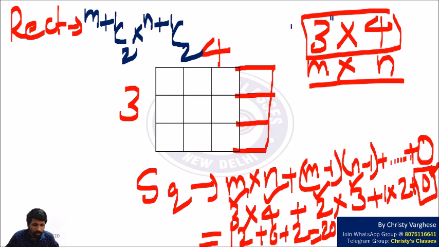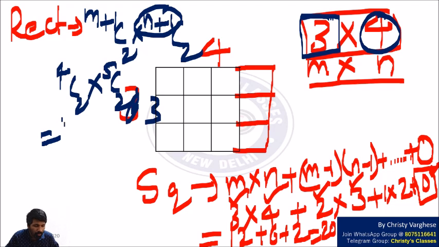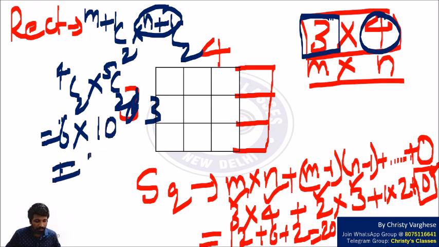That means in this question, m is 3, so you have to do 3 plus 1, 4C2, into n is 4, that means 4 plus 1, which is 5, 5C2. That will be the answer. 4C2 is 4 into 3 by 2, which is 6. 5C2 is 5 into 4 by 2, 20 by 2, 10. So 6 into 10, 60 will be the final answer.